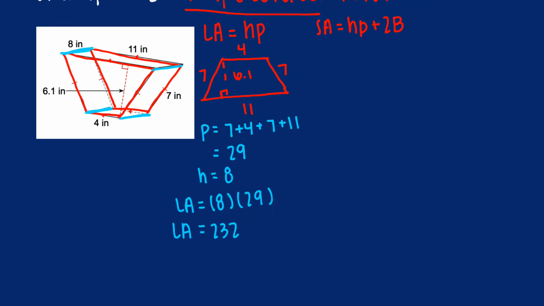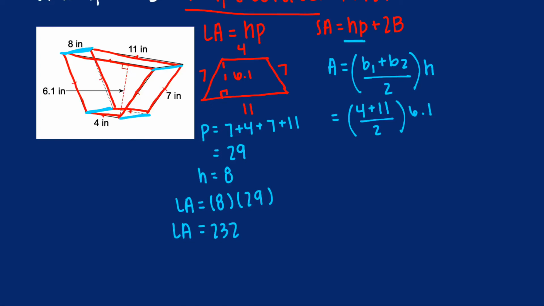Now for total surface area, I already have that HP, so I'm not going to work it out. That's our lateral area. I do need to find the area of my base. And since this is a trapezoid, remember, that is base 1 plus base 2 divided by 2, and all of that is times the height. So I have it drawn out to the left of my formula. My base 1 is 4 plus 11 base 2 divided by 2 times my height, which is 6.1 here. 4 plus 11 gives me 15 over 2, still times that 6.1, and then 15 divided by 2 gives me 7.5 times 6.1. So now you can go ahead and plug this into your calculator. It'll give you another decimal answer.